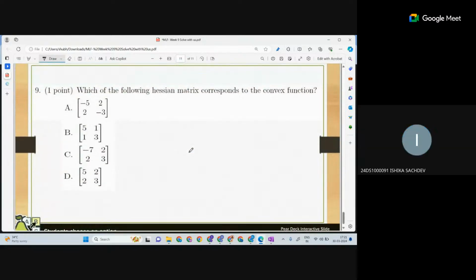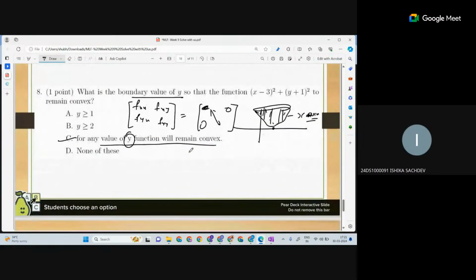Sir, I understood that for any value of x or y, the function is going to remain convex. But what if some other kind of function is given? Then how should we find it? Suppose some different function like x square minus 2xy plus y square plus 5.